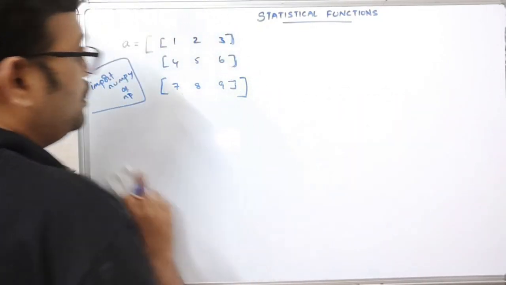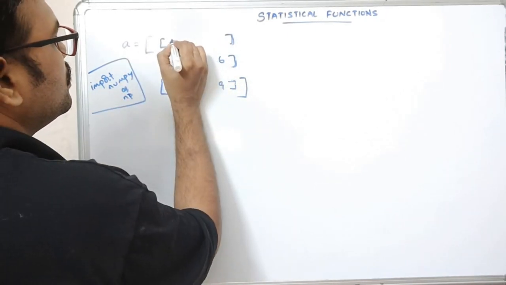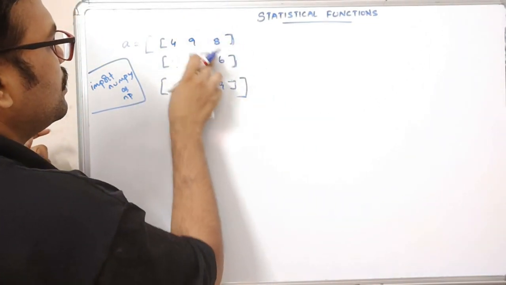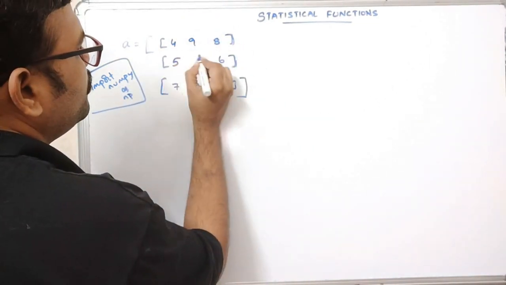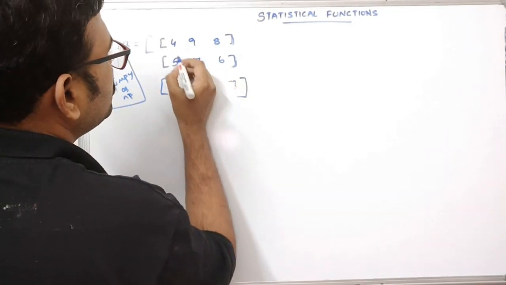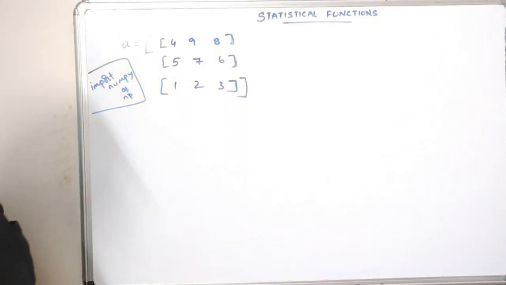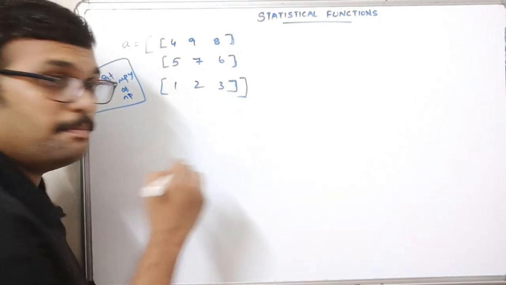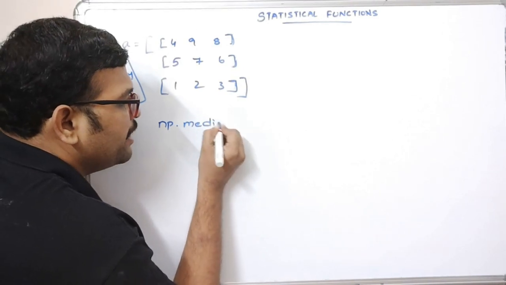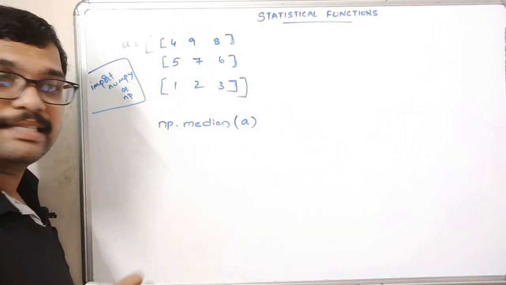Median, okay. Now I will change the things. 4, 9, 8, 5, 7, and the other elements, 4, 5, 6, 7, 8, 9. So 1, 2, and 3. So let us take this one. We have to find the median. In order to find the median, we have to go with np.median of, passing the parameter as an array.